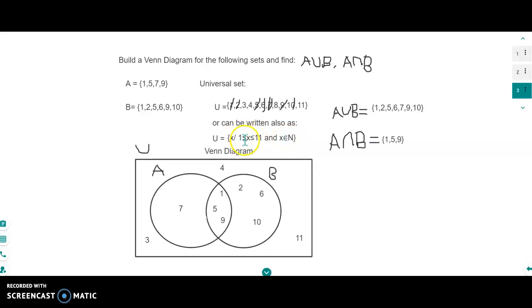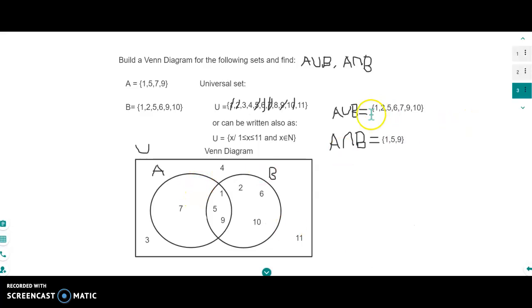Okay, so it states here numbers from 1. It included 1 because we have here the equal sign below the less than sign. Okay, less or equal than 11, between 1 and 11, including 1 and 11. All right, and they are natural numbers. Remember, natural numbers from 1 to 11.